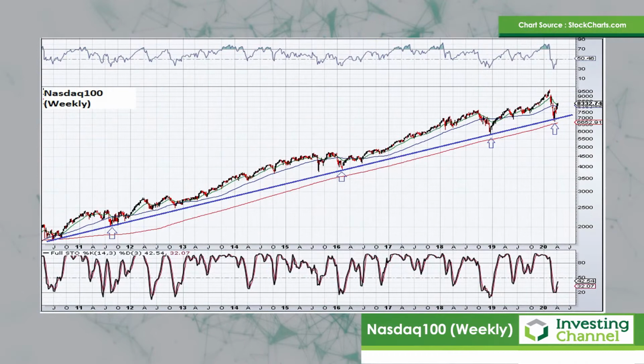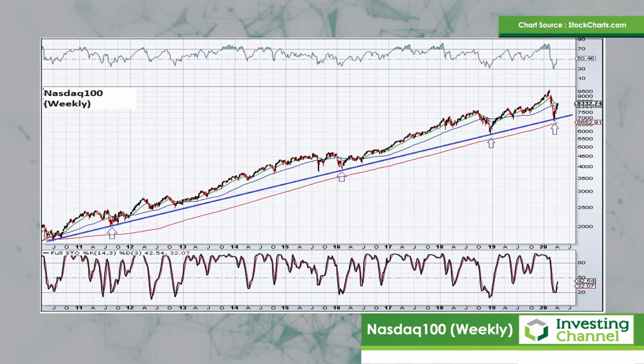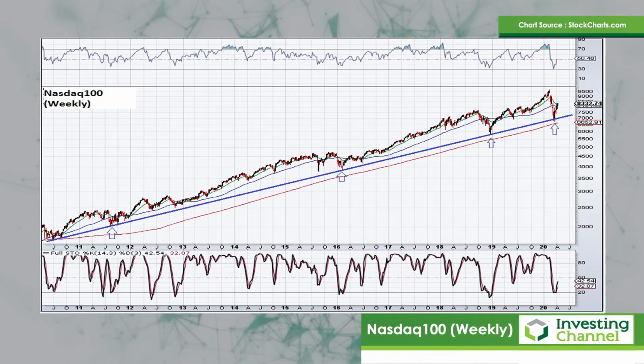This is now a very long-term chart. It goes back over 10 years, and it looks at the bull market on the Nasdaq for the past 10 years, going all the way back to 2010. What's interesting to note on this particular chart is that unlike the other major US indices, this one actually held its bullish trend throughout this recent market crash.